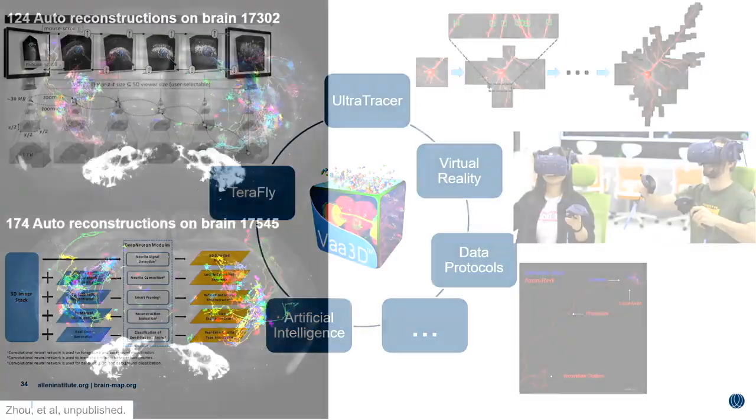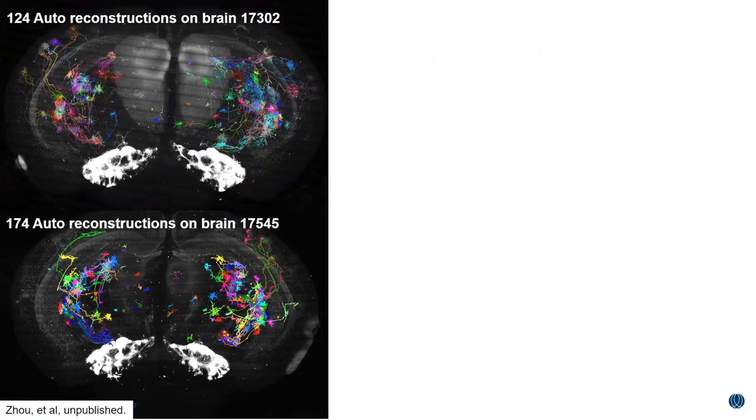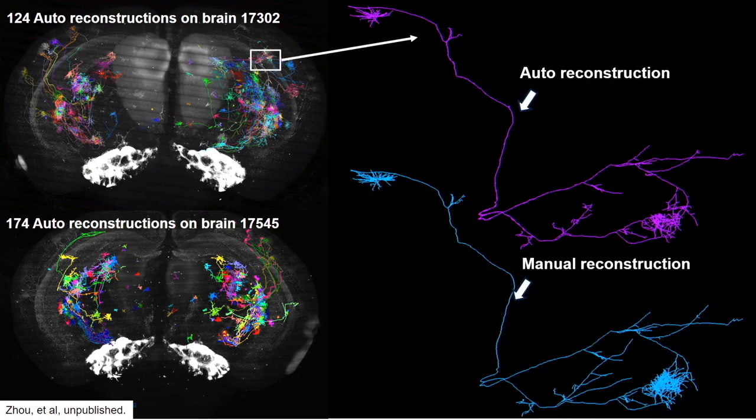Here I just want to show two examples of our technology. The first one is our automatic reconstruction. In these two examples, we can see we have generated more than 100 automatic reconstructions for each brain using our Archer Tracer framework. If the neuron is sparsely labeled, we can generate the automatic reconstruction like this, you can see in purple. Compared with the manual reconstruction, in light blue, we can see most of the branches have been captured by the auto tracing.